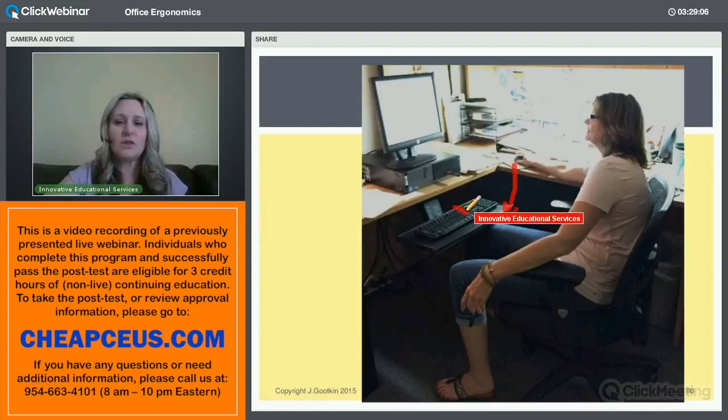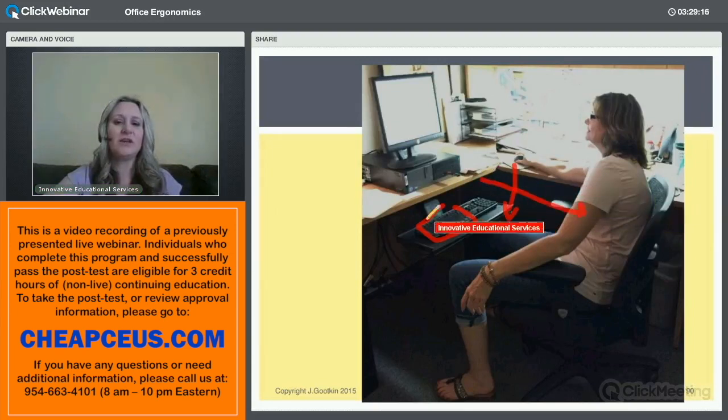Remember I said the QWERTY part of the keyboard should be centered? Here's the QWERTY part of the keyboard. Where's the center of her body? Over here somewhere. That's nowhere near it. Even if you look at this compared to the computer, it's totally off to the side.